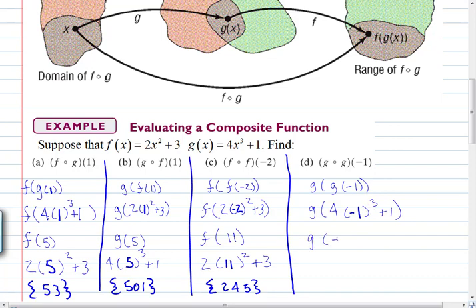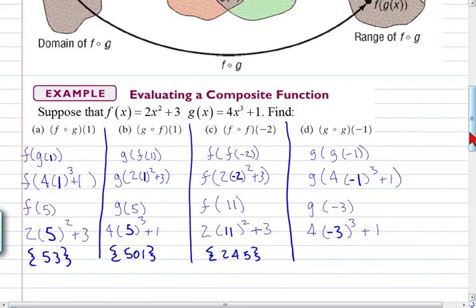Now I'm looking at g of negative 3. G says you take 4 times something cubed and add 1. What do I plug in now in place of x? Negative 3 cubed is negative 27. Negative 27 times 4 is negative 108, plus 1 is negative 107.